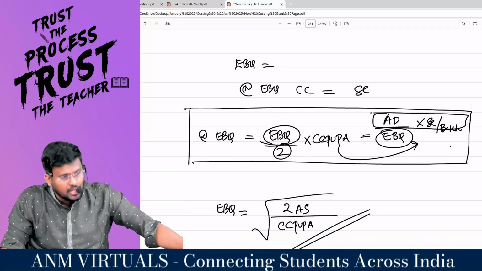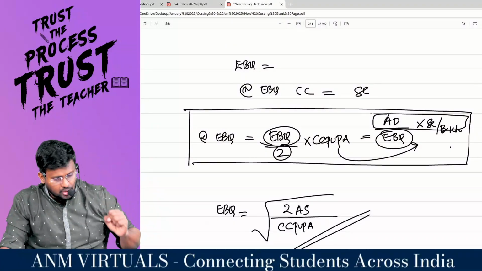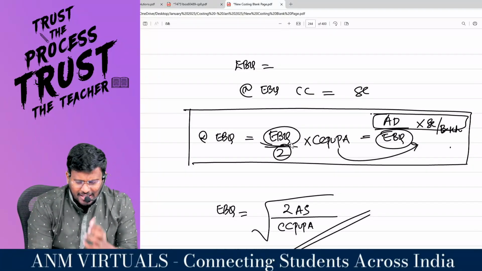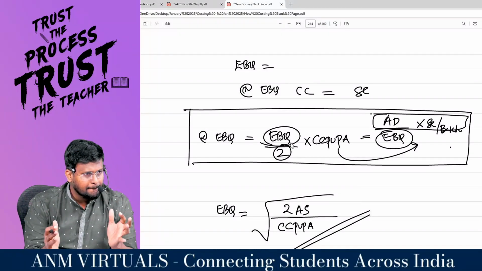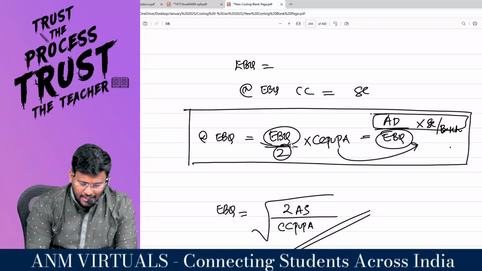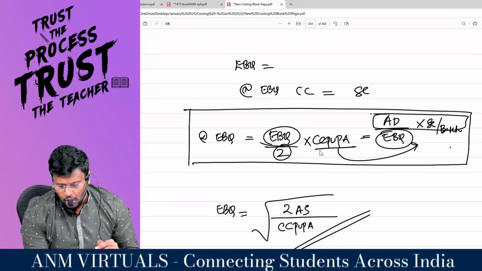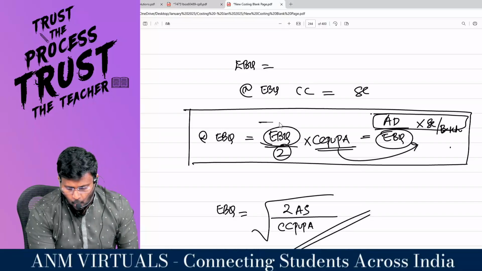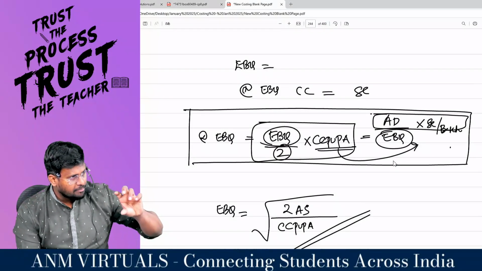Because at EBQ, your carrying cost should be equal to the setup cost. So at EBQ, what is my carrying cost? Whatever I am manufacturing, half only I will carry. That's why EBQ divided by 2. For every unit, I will be spending carrying cost per unit per annum. This amount should be equal to my setup cost.